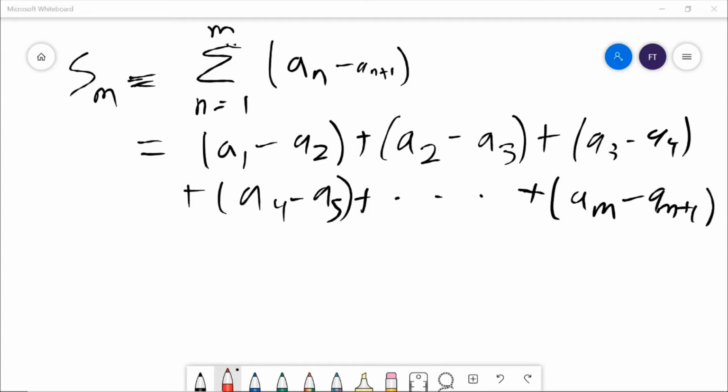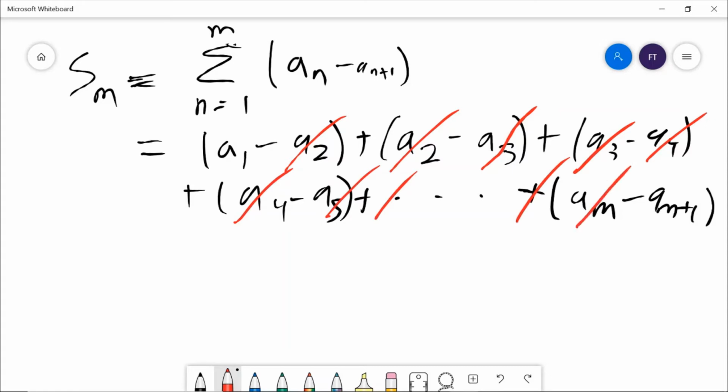Notice that when we're taking the sum of this, there are a lot of terms that can cancel out. So we see this minus a_2 will cancel out with this plus a_2. And the minus a_3 will cancel out with the plus a_3. And the minus a_4 will cancel out with the plus a_4. And this actually continues. Notice that the only terms we have left are the first term and the last term. And so this sum is actually equal to a_1 minus a_(m+1).